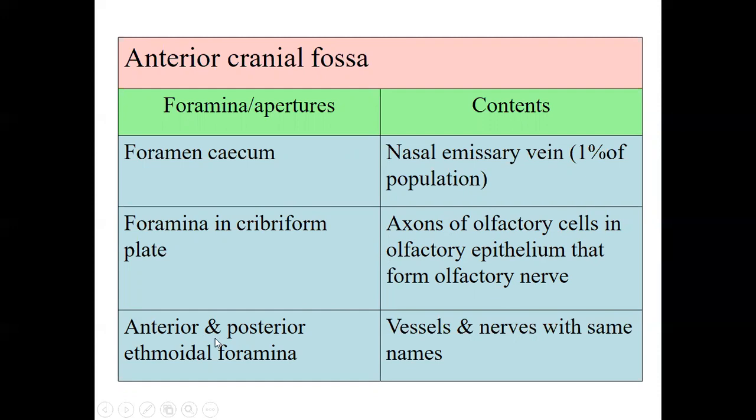And then we have the anterior and posterior ethmoidal foramina. The structures passing through these foramina are vessels and the nerve with the same name. For example, we have the anterior and also the posterior ethmoidal artery and vein, and also the nerve. They carry a similar name to the opening.